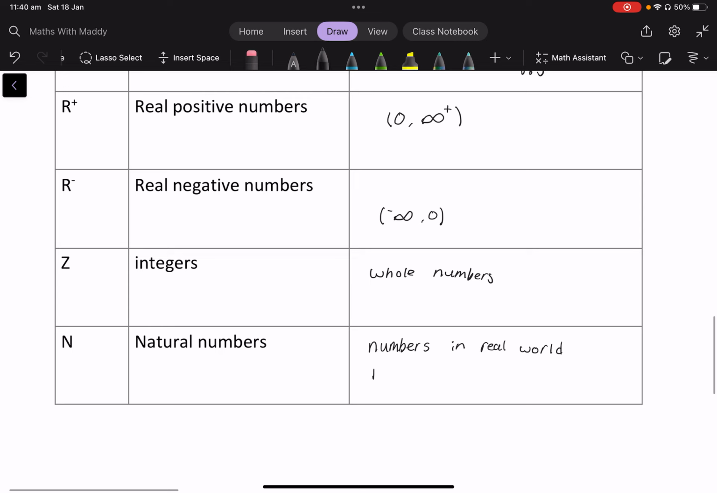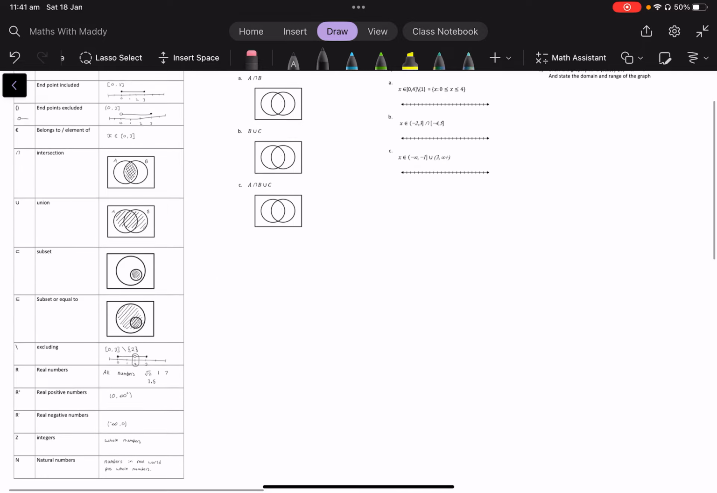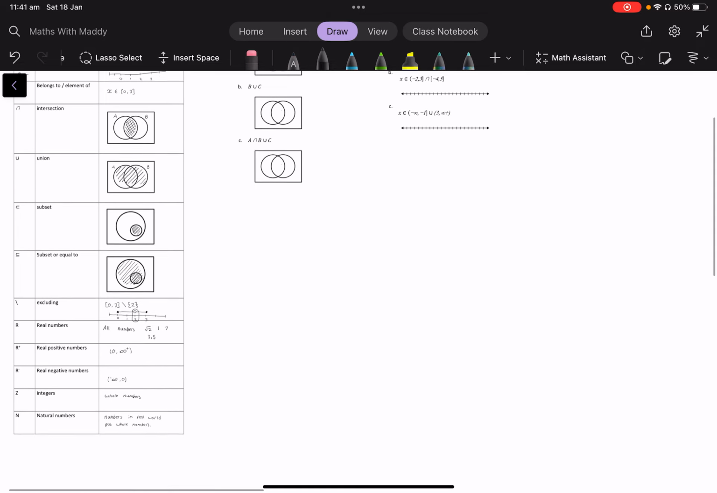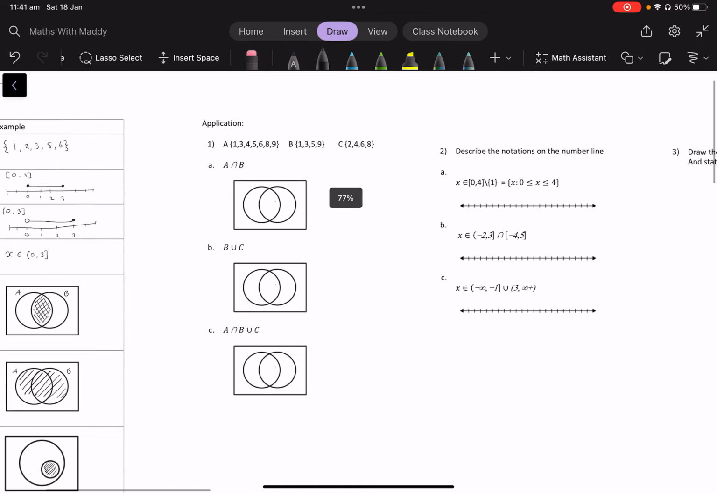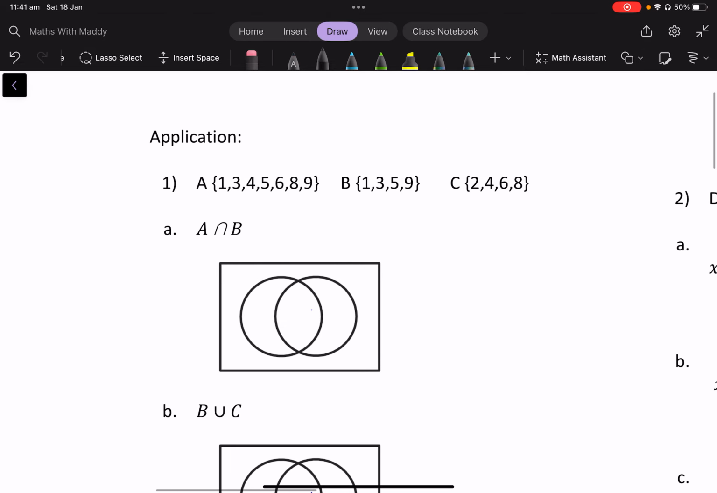So these are positive whole numbers, because you cannot have 0 of something because it doesn't exist in the real world. You have to have at least 1, 2, 3, 4, 5. You can't have half of something. It just becomes a smaller portion of what it is, but it's still a whole. So now that we understand the different symbols and what they mean, we can move on to some application questions.